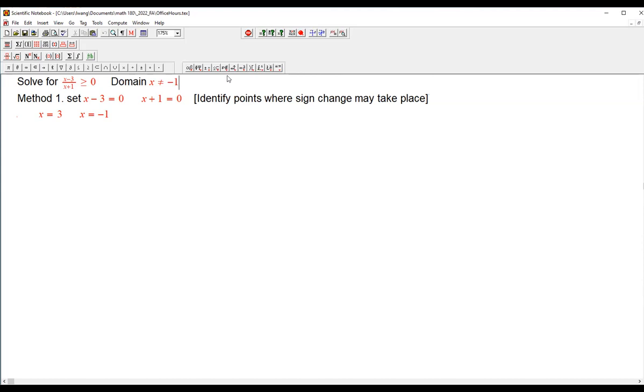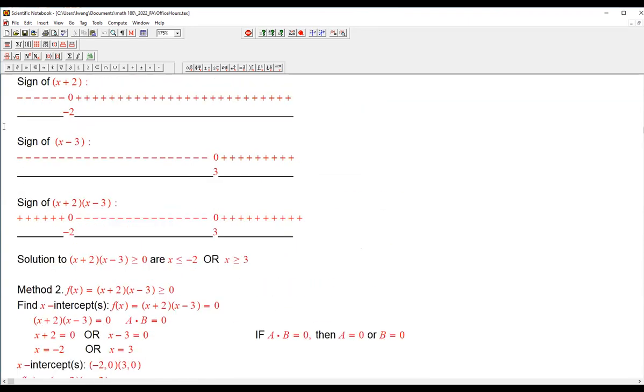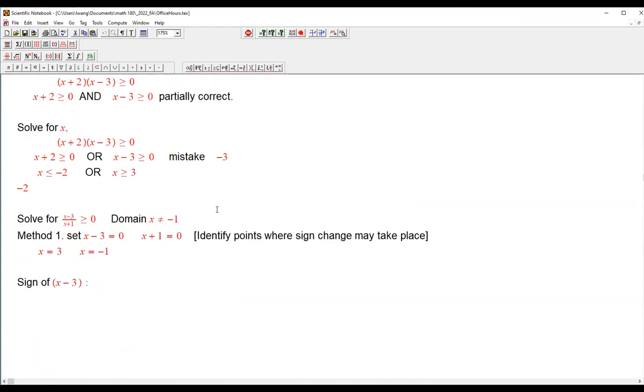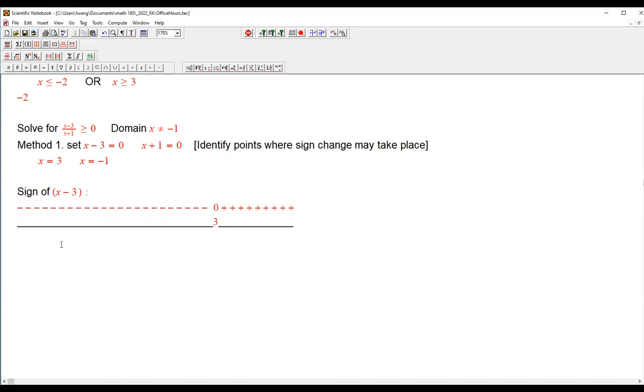-1. Okay, so now if we use a similar method as we did before in the previous question, we will look at the sign of x minus 3. We've done the sign of x minus 3 before, so we're going to just copy that piece of work. And of course, the next one is the sign of x plus 1.